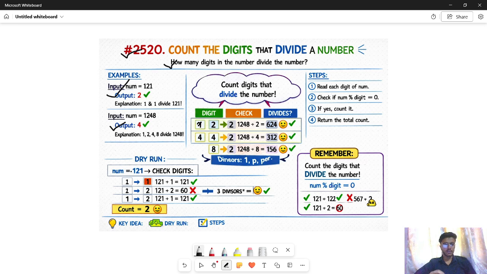Dry run: num equals 121. Check digit 1: 121 divided by 1, right. Then 2: wrong. And 1: 121 divided by 1, right. So count is 2. Count the digits that divide the number.